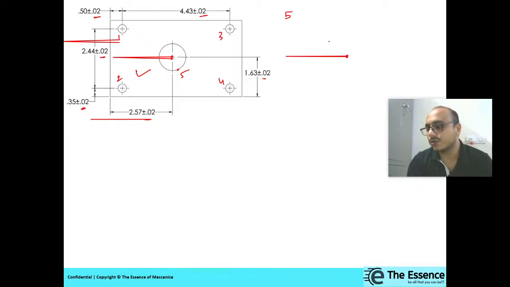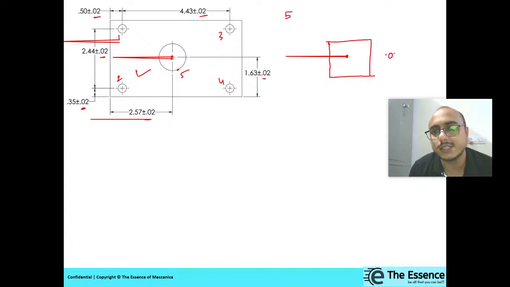What is the tolerance zone? The tolerance zone is upside 0.02, downside 0.02, horizontally left and right 0.02 and 0.02. So suppose this is the tolerance zone. The total will be 0.04, and this is 0.04 as well. So in this way it can vary.